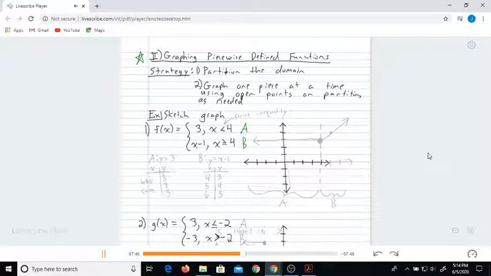And when x's are below 4, we output 3. When x's are greater than or equal to 4, we output x minus 1. So the partition is at 4. So there's my partition. So everything below that dotted line is where I graph alpha. Let me extend this a little bit. Everything above that dotted line is where I graph Bravo.